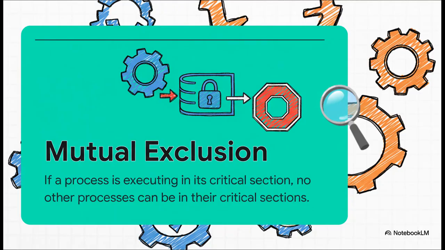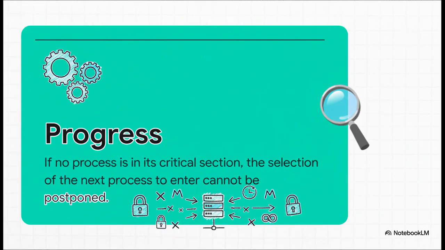All right, rule number 1, and this is the big one, mutual exclusion. It's actually super simple. If one process is inside its critical section, then no other process can get in, period. The best way to think about it is a single-person restroom with only one key. If someone has the key and is inside, everybody else has to wait their turn. No exceptions.